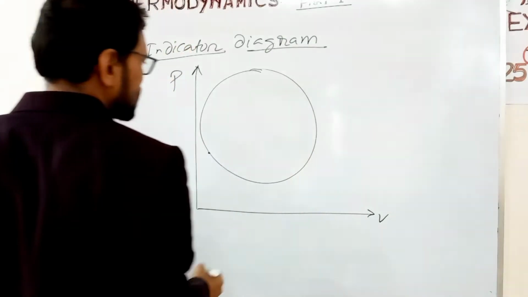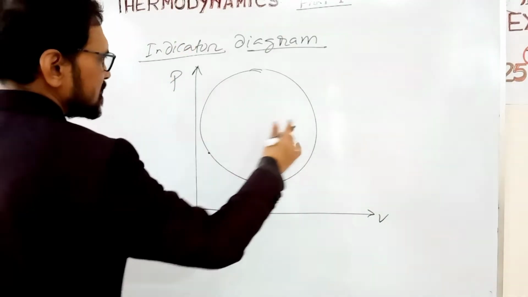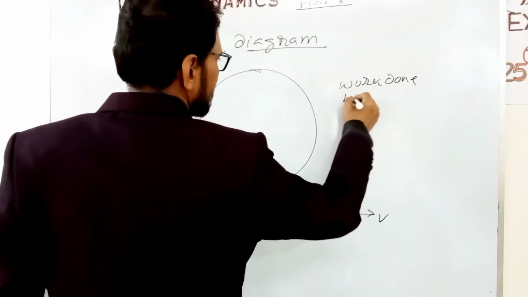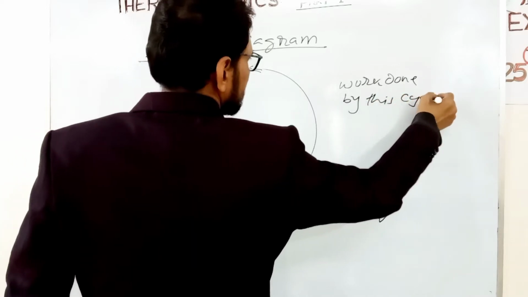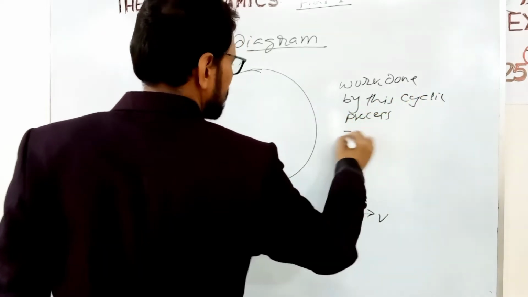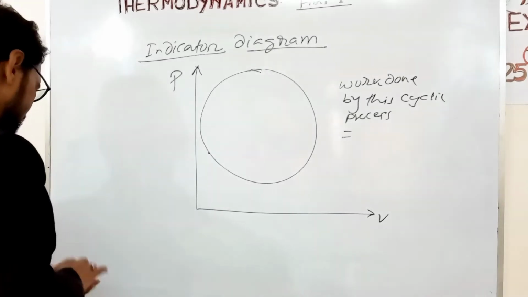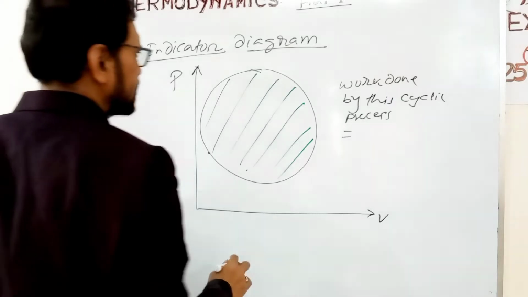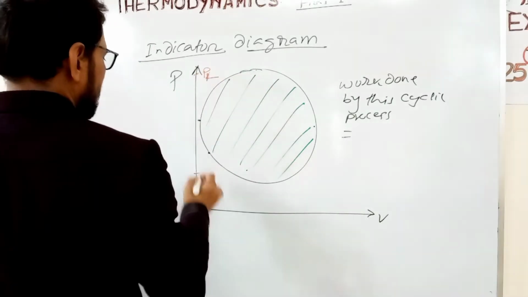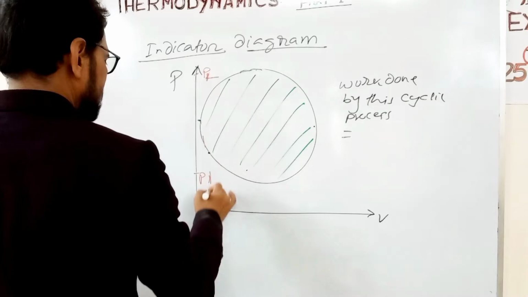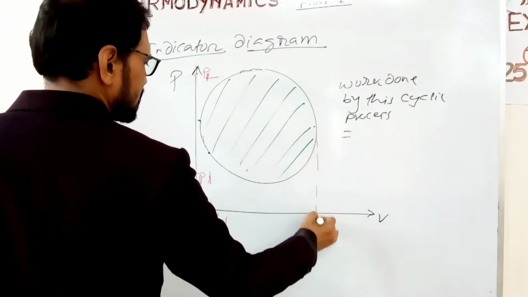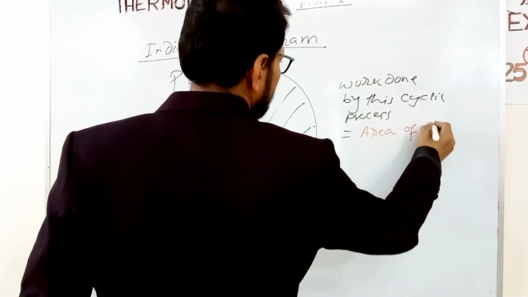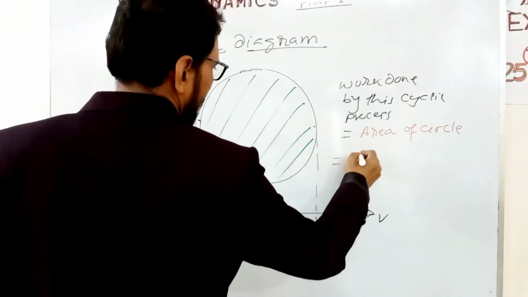This diagram denotes a cyclic process. So what is the work done by the cyclic process? This is not zero. Work done by this cyclic process equals the area of this figure. Now what is the area? Suppose this is pressure P2 and this is P1, and this volume is V1 and this volume is V2. So work done by the gas equals the area of the circle, which is equal to pi r squared.